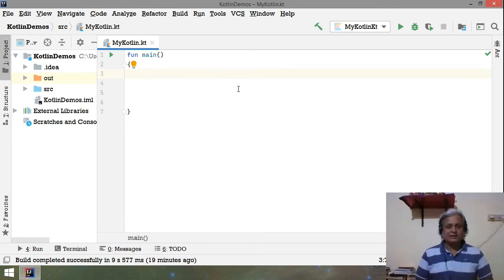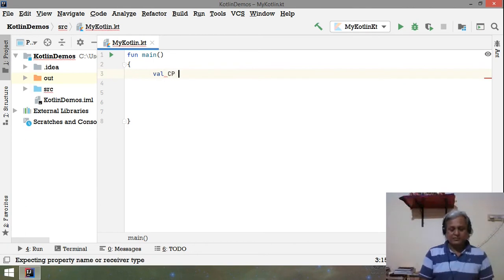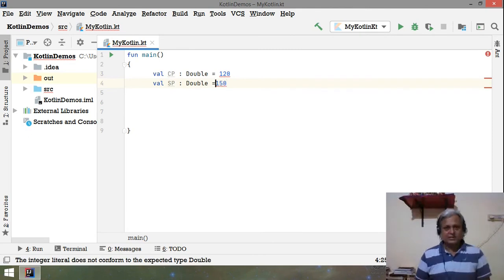Here we take a simple example you might have heard of, cost price and selling price. CP, if I take it as a double and store the value 120, this is my cost price, and the value SP colon double equals 150. So now you see that the cost price of the article is 120 and the selling price of the article is 150, and we know that if the selling price is more than the cost price, then there's a profit, and if the selling price is less than the cost price, there's a loss.